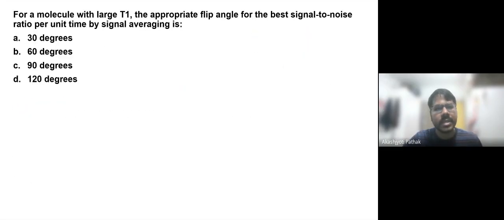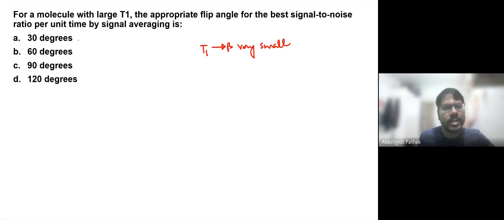So this we have discussed. Now coming to this question. For a molecule with large T1, what is the appropriate flip angle? This is based on the concept that we discussed just now. If a molecule has a large T1 value, then what would be the appropriate flip angle to obtain the best signal to noise ratio per unit time by signal averaging? If you understand the concept that if your molecule has a large T1 value, then you have to keep the beta value very small, only then can you capture the entire magnetization before the next RF pulse is applied.